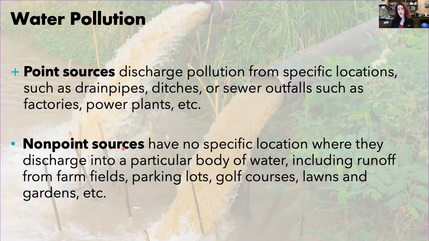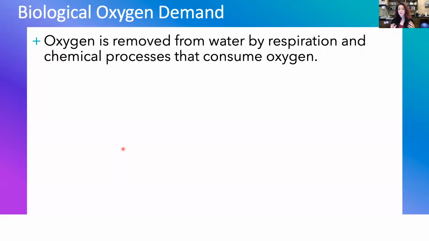So what are some ways that water pollution manifests? There's something that we need to talk about before we get into details, but that is biological oxygen demand. As you know, oxygen is removed from water by respiration and chemical processes that consume oxygen. So life, biology, has a demand for oxygen in the way of respiration. They need that to breathe and to metabolize.